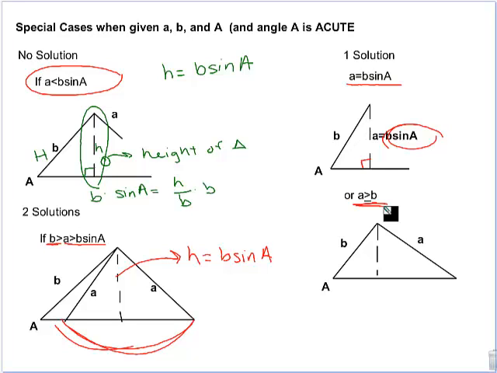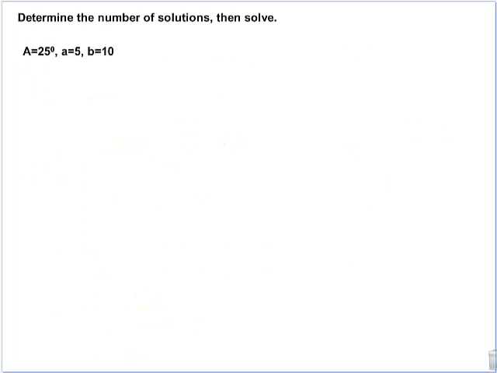All right, so we're going to try an example here, and we're going to see which category it falls into, and then go ahead and solve it. So here's our example. Angle A is 25 degrees, side A is 5, and side B is 10.